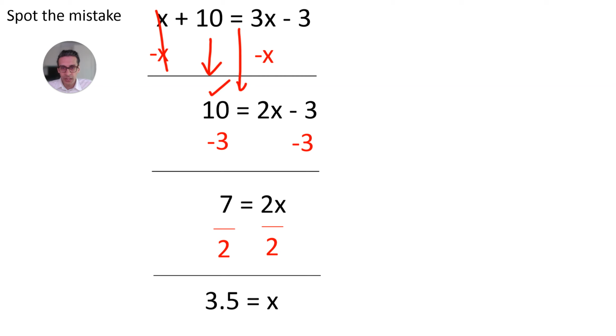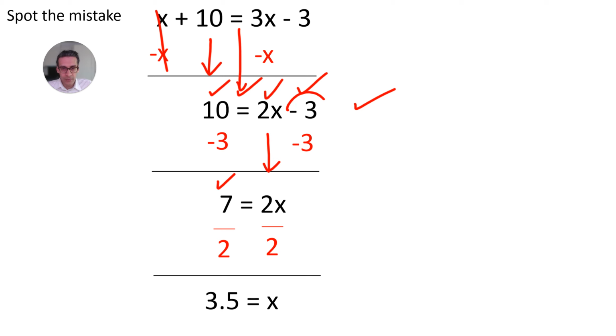The equal sign comes down, which is fine. 3x take away x is 2x, and then the negative 3. So all of that's fine. Now taking away 3 from both sides, well, 10 take away 3 is 7. The 2x comes down as it is.